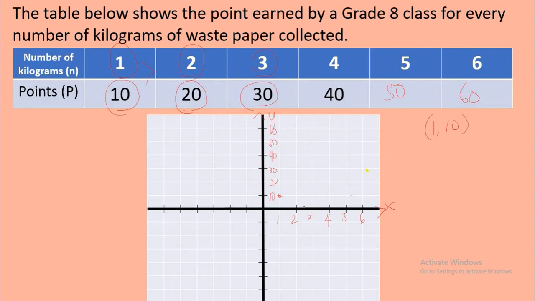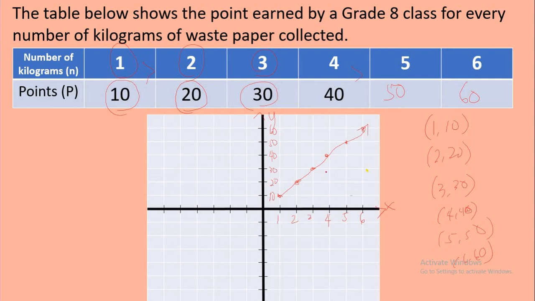Okay, yan. Next ordered pair is (2, 20). So, meron tayo dito. Ayan, plot lang natin. Next ay (3, 30). Ayan. Next ay (4, 40). Dito siya. So, kung mapapansin nyo sa graph natin, pataas, di ba? (5, 50). Next. And (6, 60). Ayan. So, kung mapapansin nyo, pataas siya.